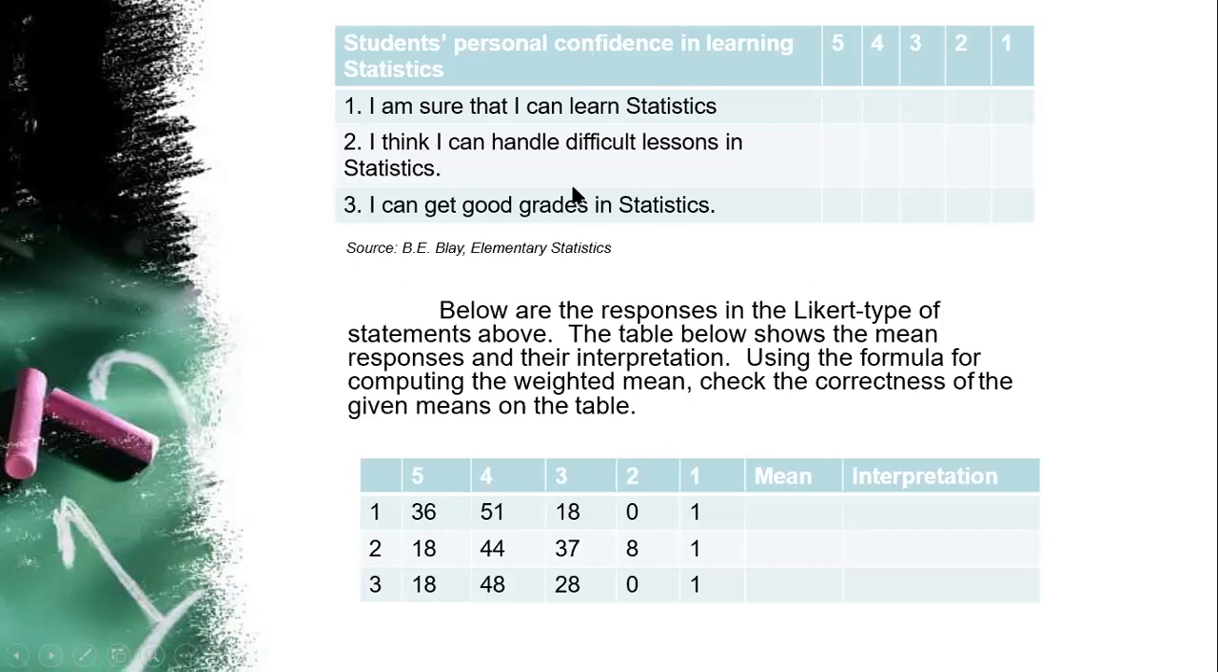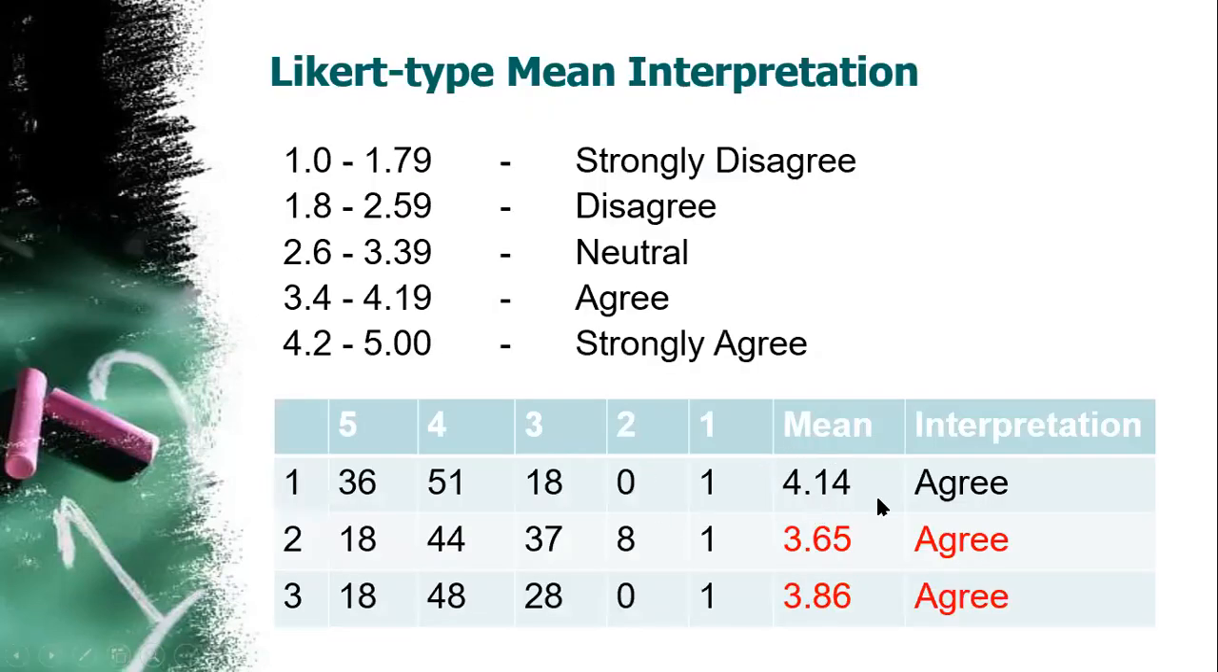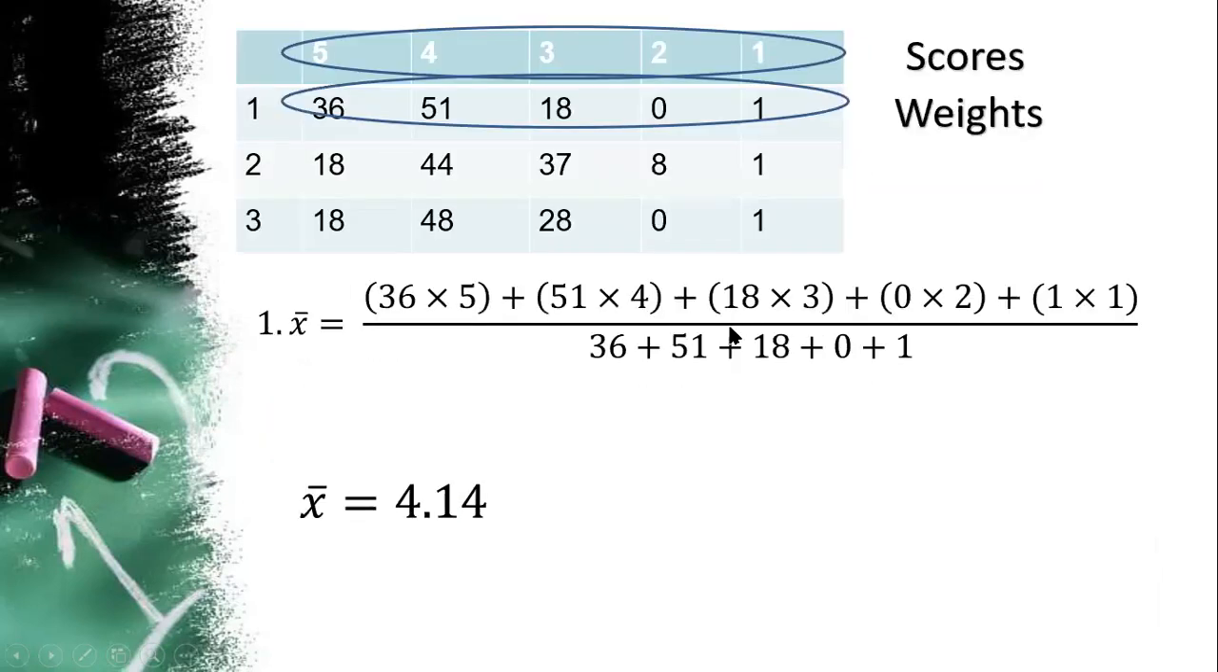Kaya nga as much as possible, yung bawat tanong may kinalaman sa theme mo. So in this case, customer satisfaction. So that means if you get a high score, that means you strongly agree that you are satisfied. Okay, you agree. So this is the interpretation, but we will do that later. So this is how it works. The frequency, you multiply by your score. So this is the frequency or the weights.